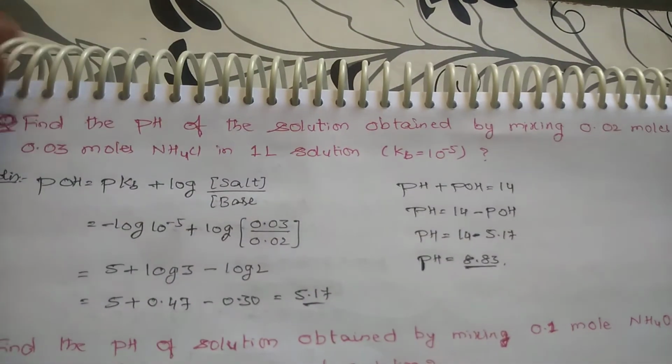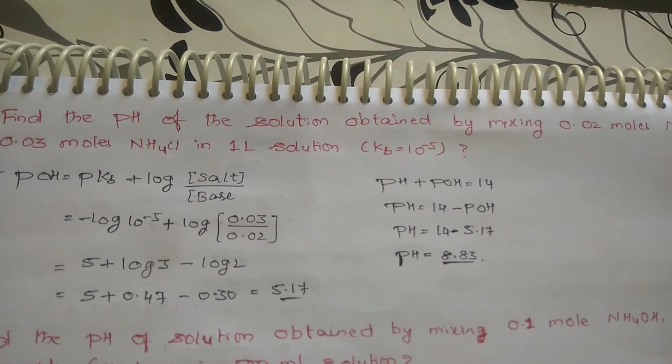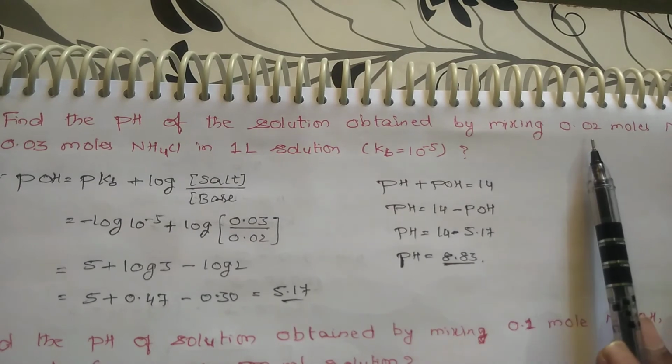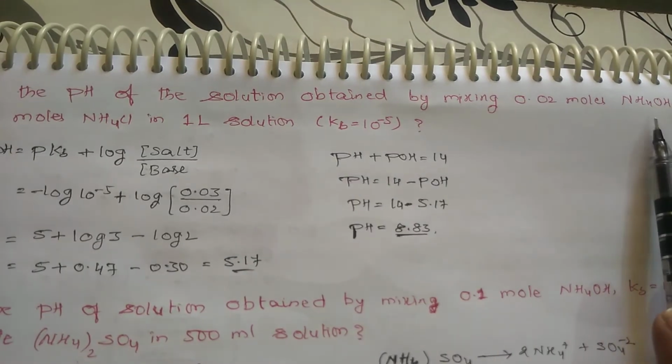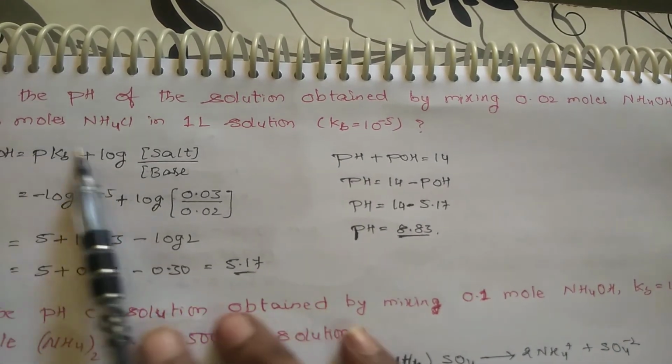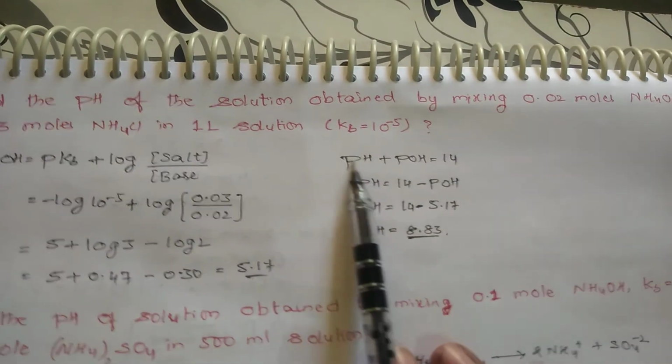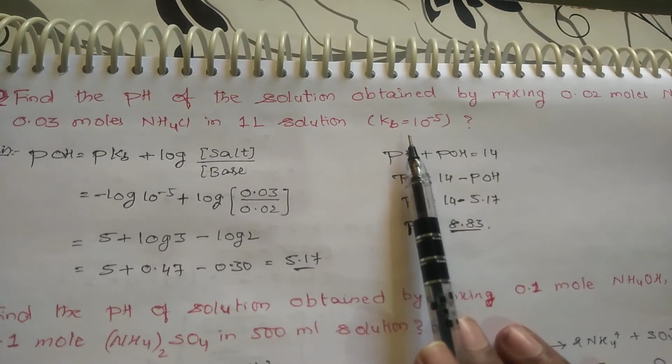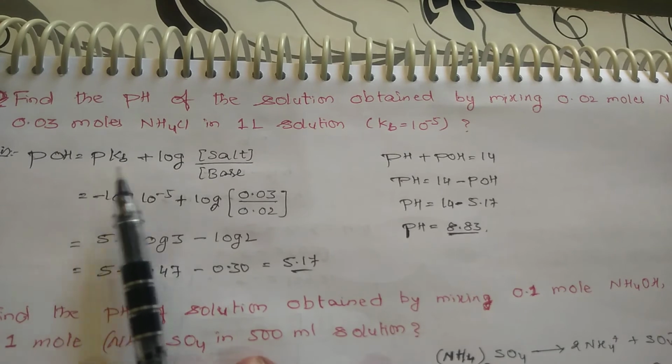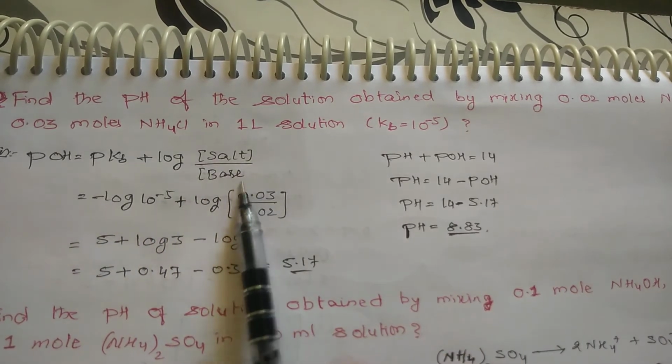Right, let us take some examples and solve the questions. Find the pH of the solution obtained by mixing 0.02 moles NH4OH and 0.03 moles NH4Cl in 1 liter solution, where Kb is given as 10 power minus 5. You know that pOH is equal to pKb plus log salt concentration by base concentration.